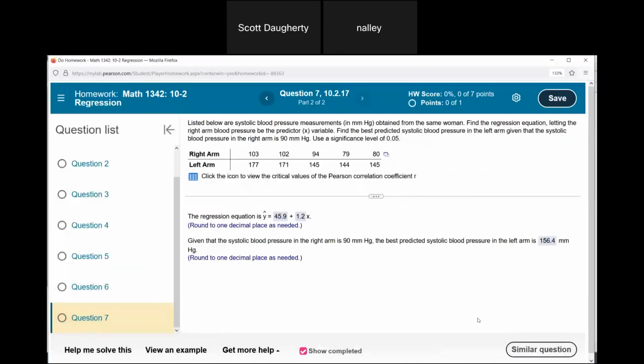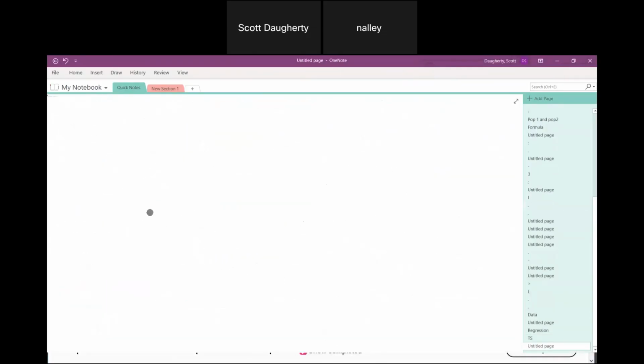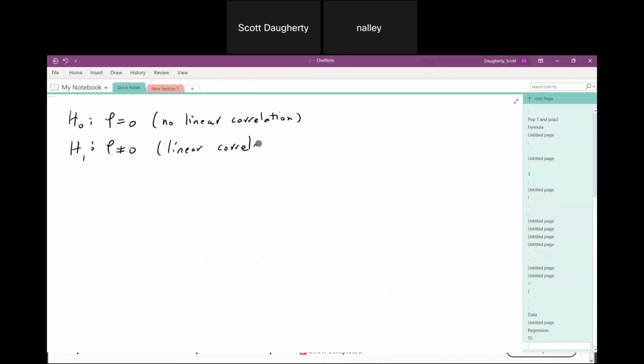Let me write this down. So here's the formal hypothesis test. Let's write this down first. Again, this is the same. Rho is equal to 0 here, which indicates no linear correlation. Rho is not 0 indicates that there is a linear correlation.